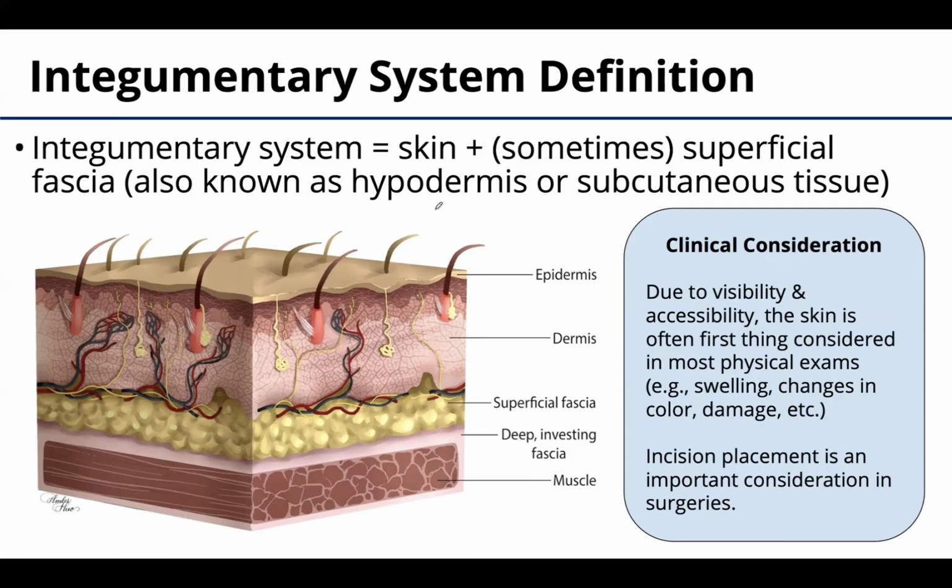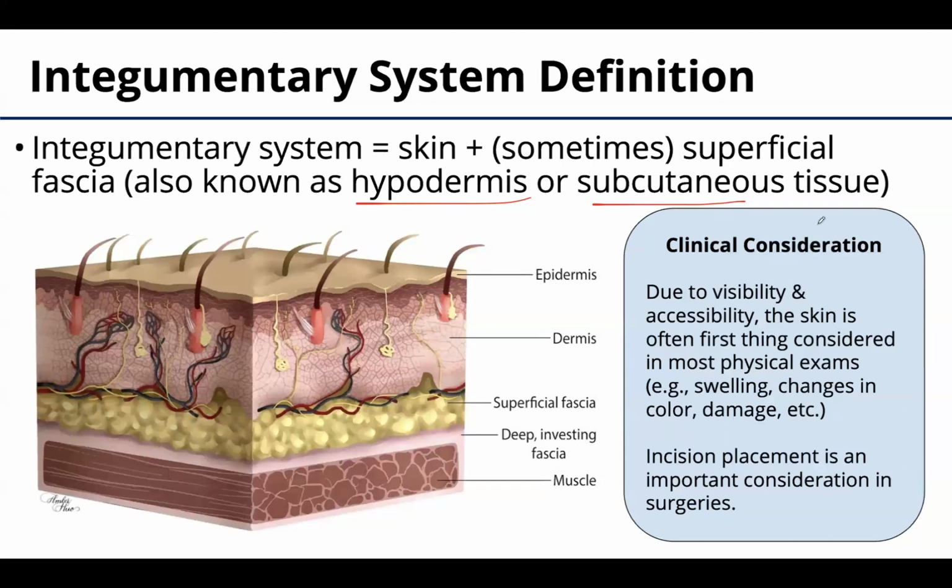But before we get into that detail, it is important to define the integumentary system. What even is it? It has a long, kind of complicated name. Well, this is an organ system composed of skin and usually superficial fascia, sometimes referred to as the hypodermis or the subcutaneous tissue. You'll see these other terms often.